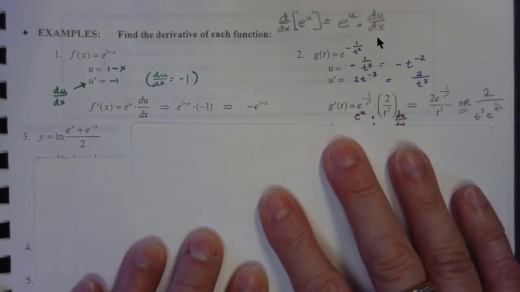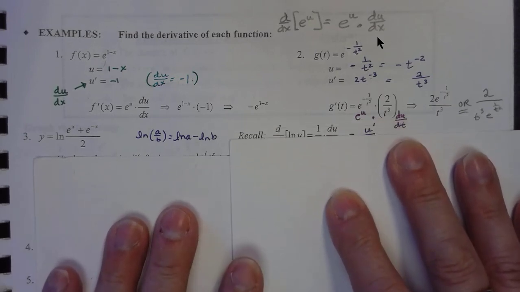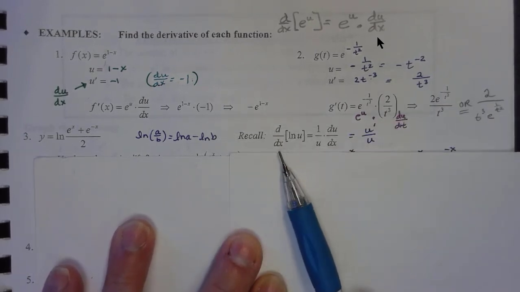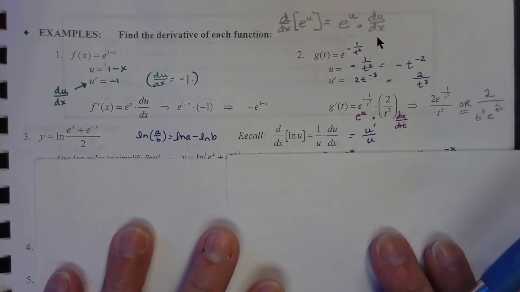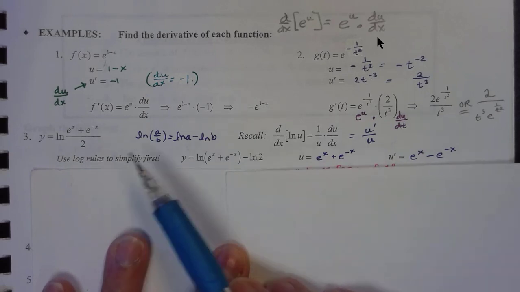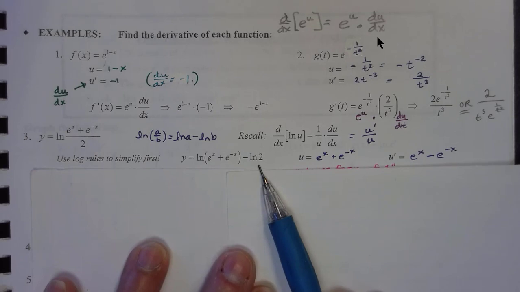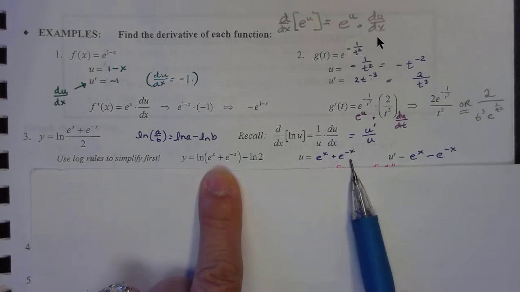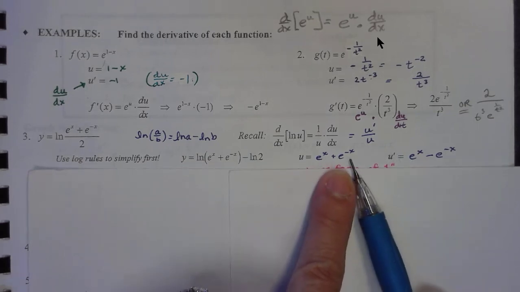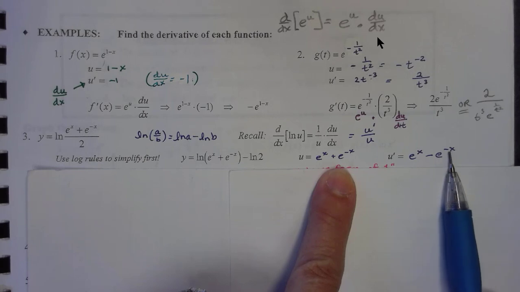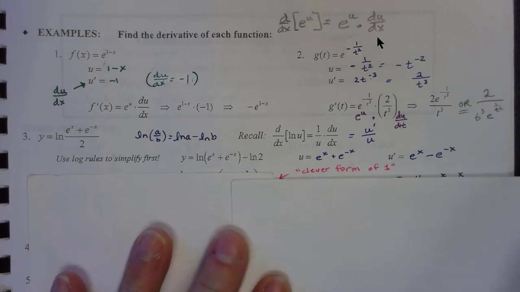How do we want to think about this one? Well, let us remember natural log of a over b is natural log of a minus natural log of b. And let us remember the derivative with respect to x of ln u is 1 over u times du dx, or u prime over u. So we're going to simplify this using our log rules first. Natural log of the numerator minus natural log of the denominator. Our u is going to be e to the x plus e to the -x. So our u prime: the derivative of e to the x is e to the x. The derivative of e to the -x is e to the -x times the derivative of -x, which is -1, which changes that plus to a minus when I simplify.